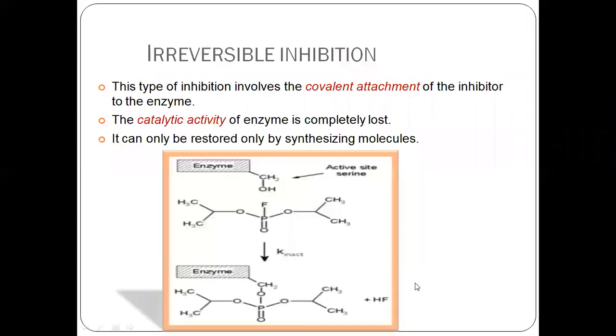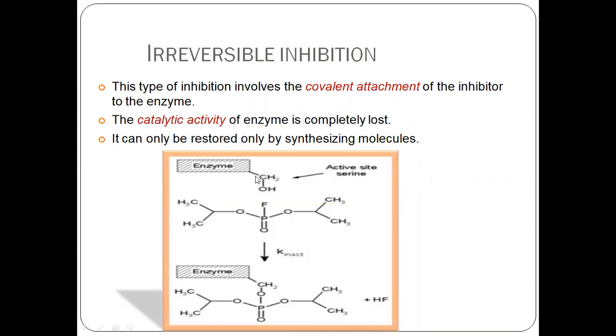So one more type of inhibition we have, that is irreversible inhibition. This type of inhibition involves a covalent attachment. Here a covalent bond is formed between the active site amino acids and the substrate. So when the covalent bond is formed between the active site amino acid and the substrate, the catalytic activity of the enzyme is completely lost. It can only be restored by synthesizing new molecules.